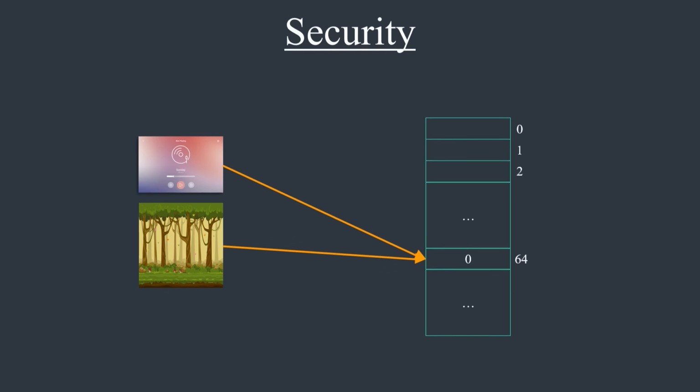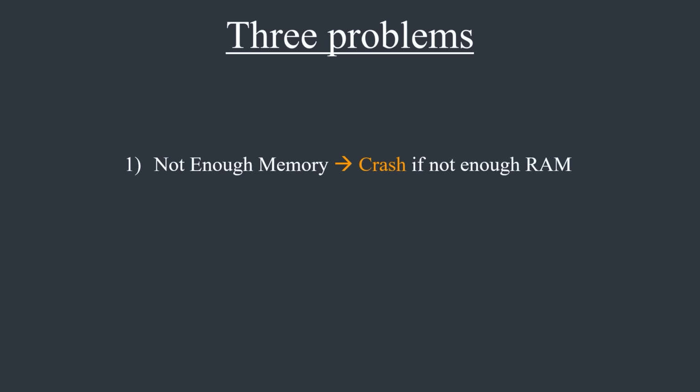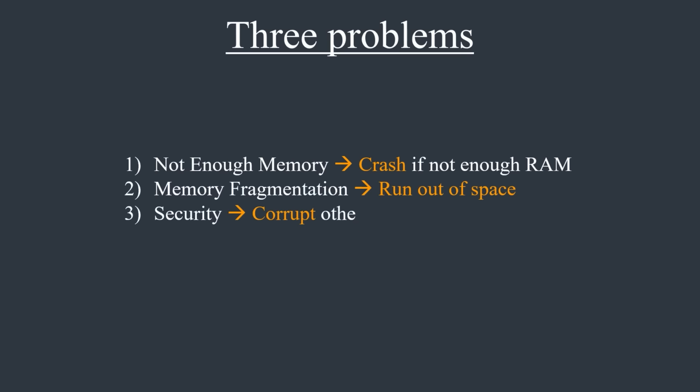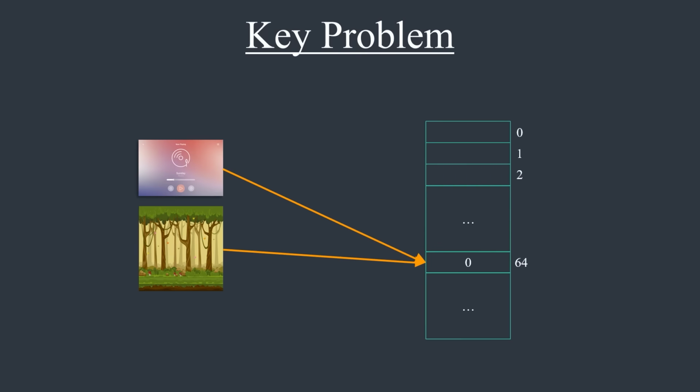So to summarize, if all programs have access to the same 32-bit memory space, they can crash if they access invalid memory addresses because the computer has less than 4 GB of RAM. They can also run out of space if there are multiple programs running due to the memory fragmentation, or they could also corrupt each other's data. The key problem here is that programs have access to the same memory space.